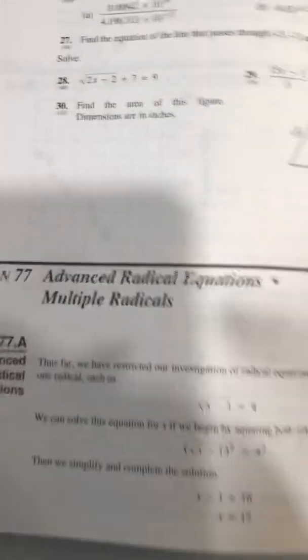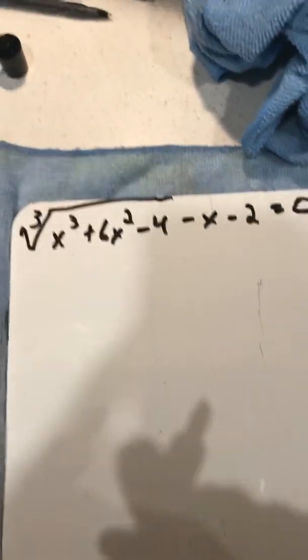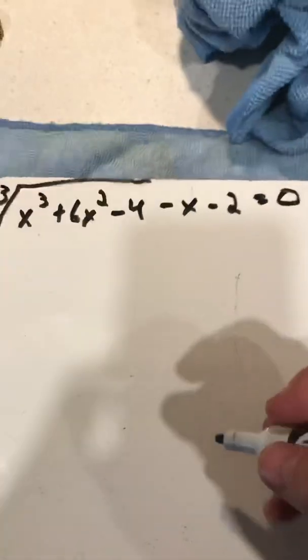Problem set 77, advanced radical equations, and then multiple radicals. Very mad at myself because I just did the whole problem and got the wrong answer because I wrote down the problem incorrectly. Now it's written correctly. I'll never get those 5 minutes back.